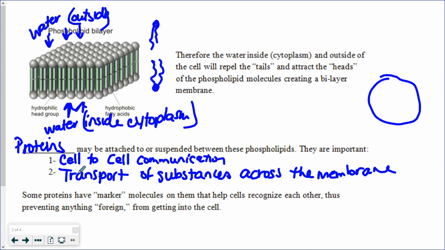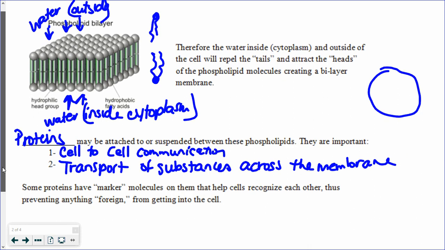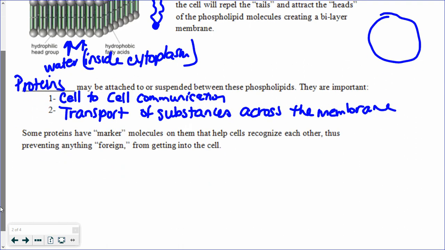So some proteins may have marker molecules that help them recognize each other. So this is what I was talking about. That prevents anything foreign from getting into the cell. So within our bodies, this is our immune response.